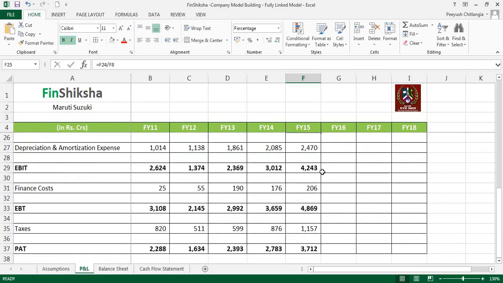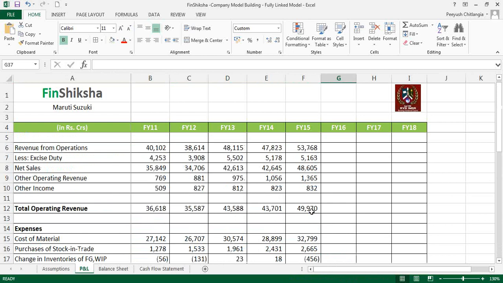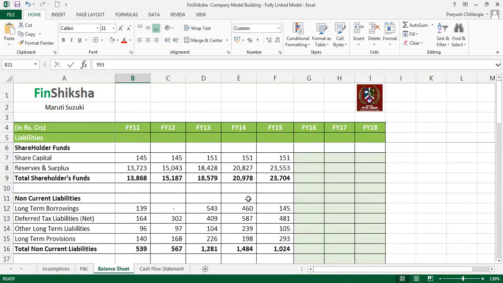Then we have the depreciation expense that goes away, which gives us earnings before interest and tax, and the interest cost for the company. Then we have earnings before tax, and then we have the tax rate which is applied on this. And finally, we have the profit after tax for the company. That's available in the profit and loss statement of this particular company. Let's look at the balance sheet.